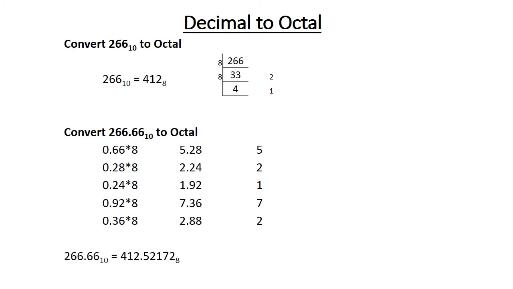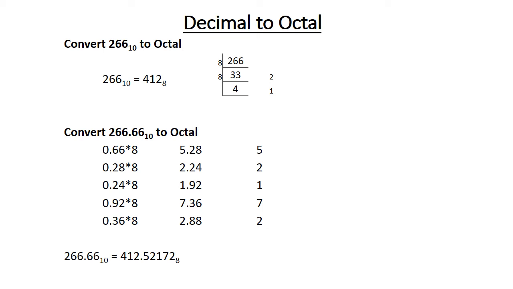Decimal to octal. How to convert a decimal number to an octal number. Earlier we saw how to convert a decimal number to a binary. Decimal number to binary means dividing by 2. Now decimal number to octal. So what's the base of octal? Base of octal is 8. So here divided by 8. And here you can see that example. Convert 266 to the base 10 to octal.